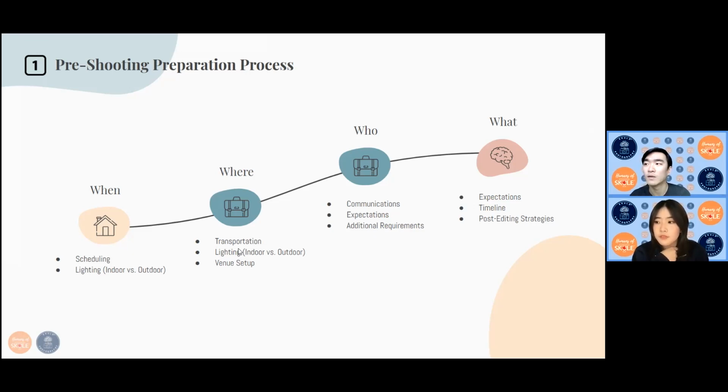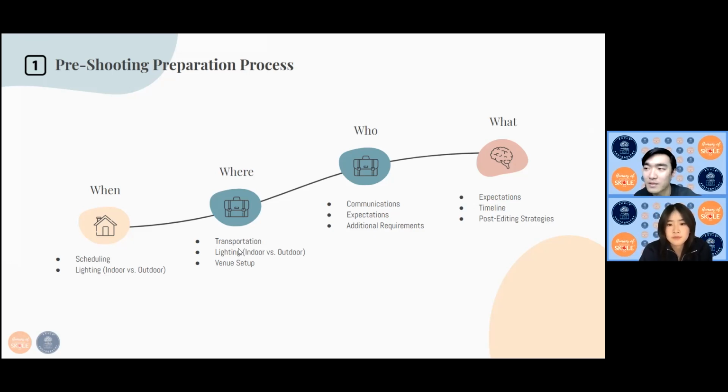So why do we want to talk about pre-shooting preparation in a post-editing workshop? What's the connection here? Well, first of all, I'd like to emphasize that post-editing cannot fix everything. If you have a bad photo to begin with, you're going to have a bad photo after you edit it. If you have a blurry photo, no matter how hard you try to fix it, it's going to stay blurry. I guarantee it. It just cannot be saved.